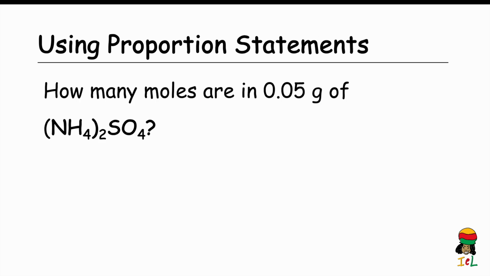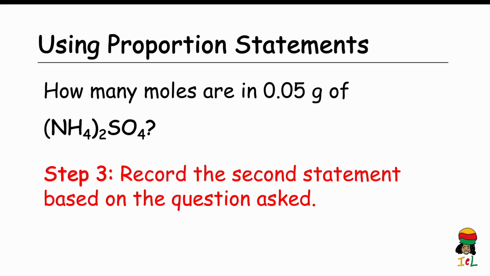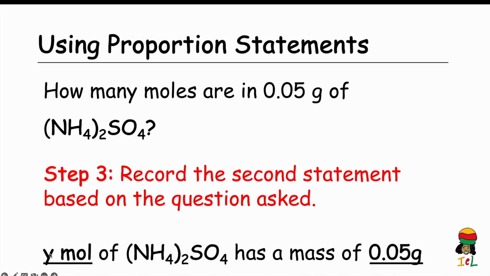The second proportion statement, we are going to use the information given in the question. Now, we don't know the number of moles. It is unknown, so we are going to use a letter in the alphabet to denote the unknown number of moles. And that unknown number of moles is found in the 0.05 grams of ammonium sulfate. Therefore, we can write the statement that says Y moles, and you can use any letter of the alphabet. I'm choosing Y. Y moles of ammonium sulfate has a mass of 0.05 grams.